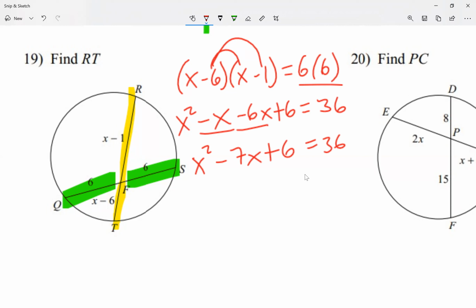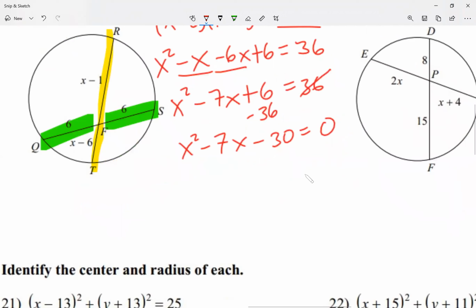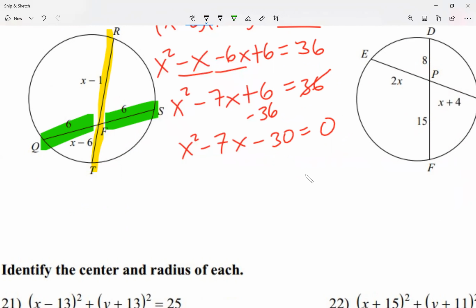Back in Algebra 1, you guys learned how to solve this. I want the right side equal to 0. So this positive 36, let me move this as a -36. So that's going to give me x squared minus 7x minus 30. It's equal to 0. Back in Algebra 1, you guys learned how to factor these. Let me recall how to factor this when the first number is a 1, right? The one in front of the x squared.